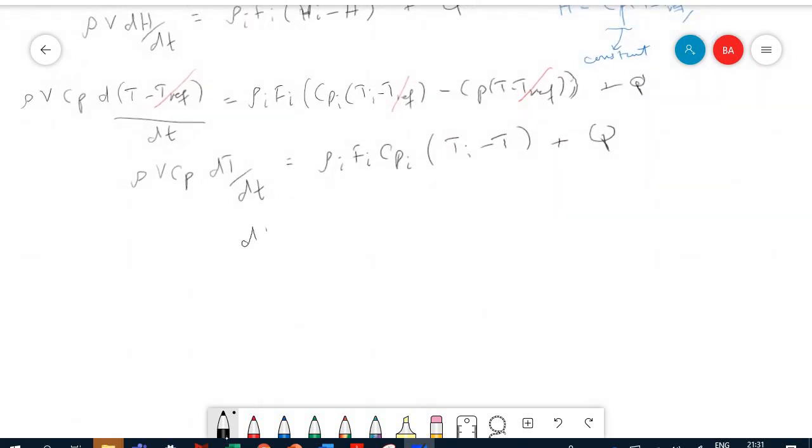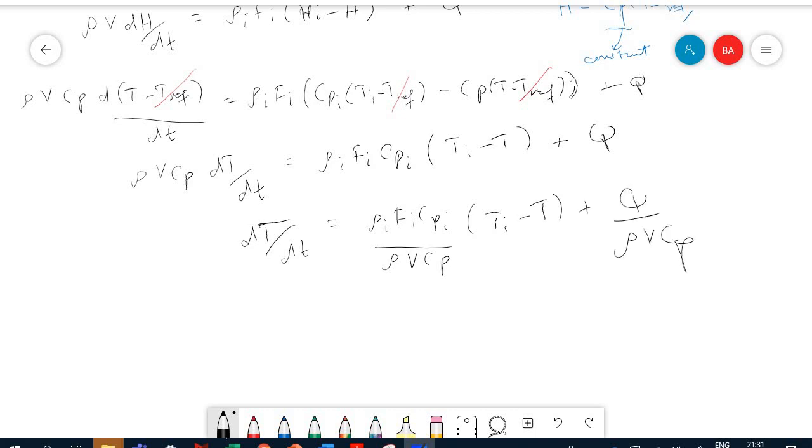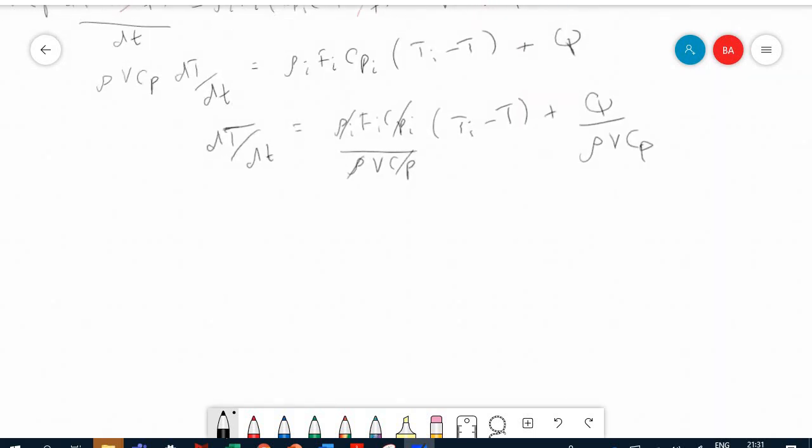So just to keep dT by dt separately, at last we got dT by dt is equal to rho I Fi Cpi divided by the rho v Cp into Ti minus T plus Q over rho v Cp. And if you look at it, we can cancel out those terms here, and my equation is even better. How temperature changes with time is equal to Fi over V into Ti minus T plus Q over rho v Cp.